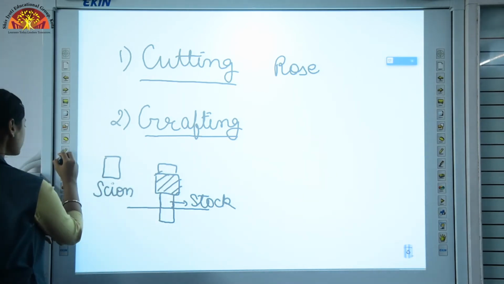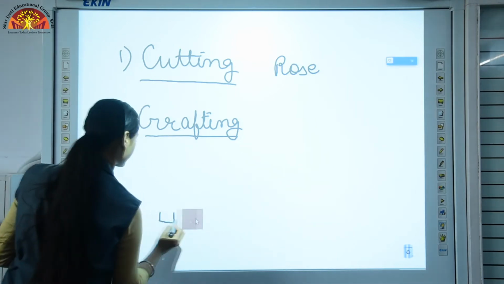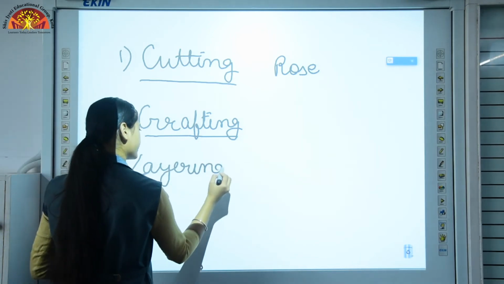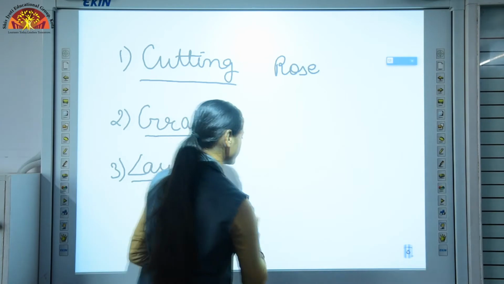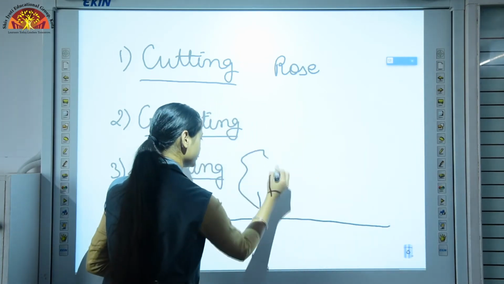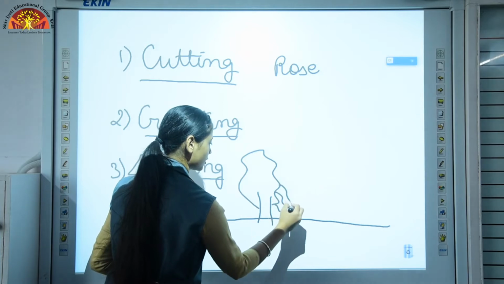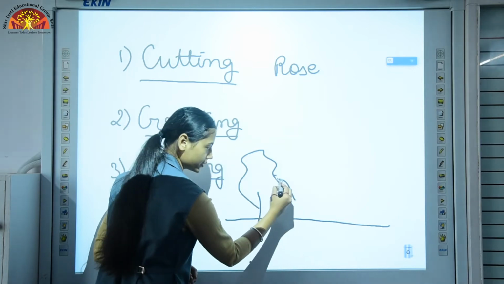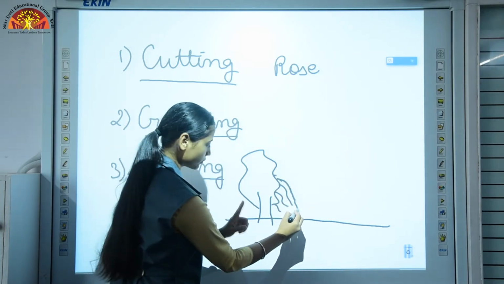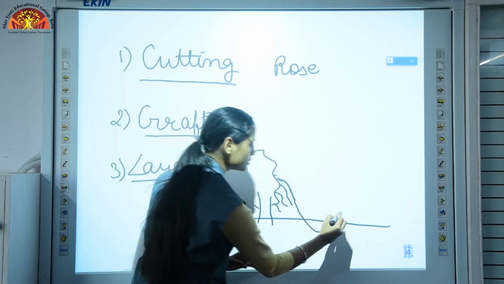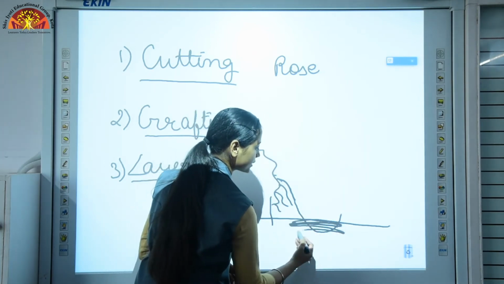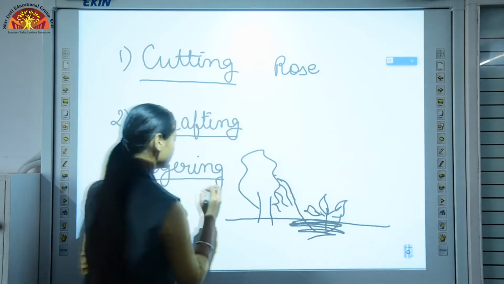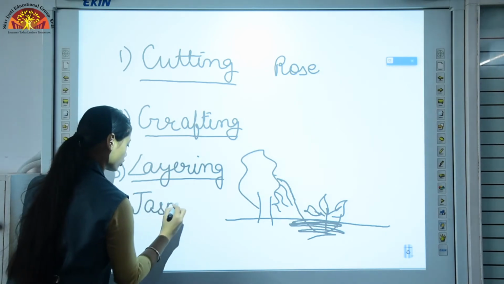And last is layering. As the name suggests, in layering we make layers. Let's say this is any tree and you have seen branches coming out of the tree. Then what do we do? We bend the branch of this tree without cutting it. We will not cut it and we will bury it in the soil. Now it will get water, sunlight and nutrients, and it will develop into a new plant. This is layering and it happens in the jasmine plant.